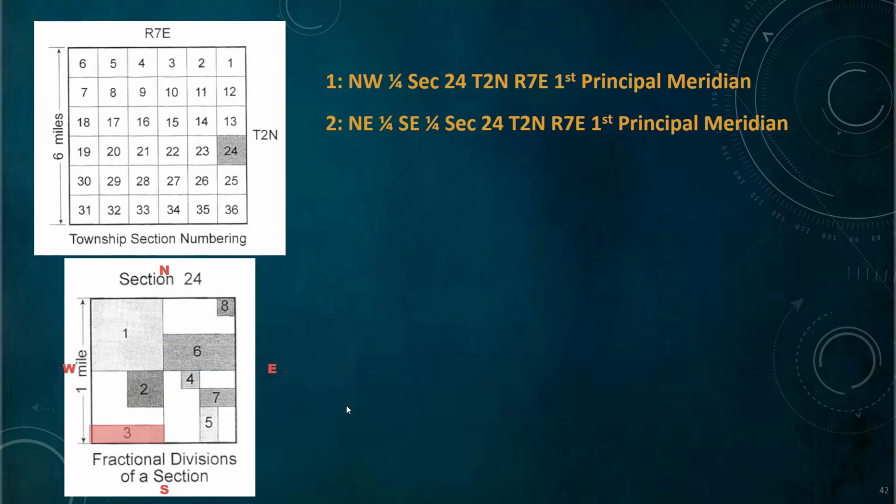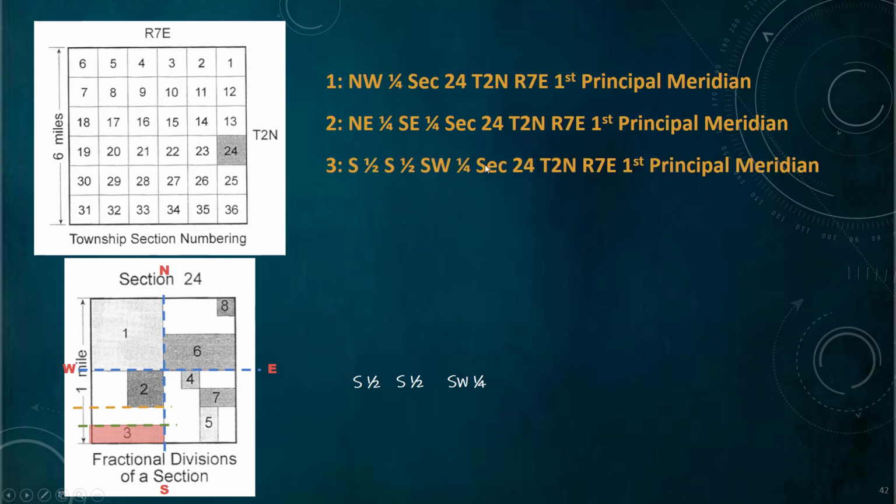Let's try another one. Number 3, this one's a little tricky, right? Because it's not a neat little square, it's a rectangle this time. So same process, divide it into fourths, southwest quarter. This time we're going to divide it in half, because if we divide it into quarters, we're straddling 2 sections, so that's awkward. So now we're just going to go with the south half of this quarter, and then the south half of that half. So this one would be the south half of the south half of the southwest quarter, section 24, township 2 north, range 7 east, first principal meridian. Okay, so rectangles are easy. You do north, south, east, west instead of northwest, southwest, etc.